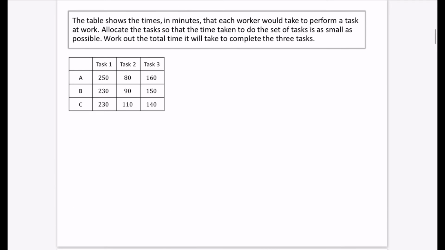It says the table shows the times in minutes that each worker would take to perform a task at work. Allocate the tasks so that the time taken to do the set of tasks is as small as possible and work out the total time that it will take. Okay, so I'm going to begin by reducing the rows.